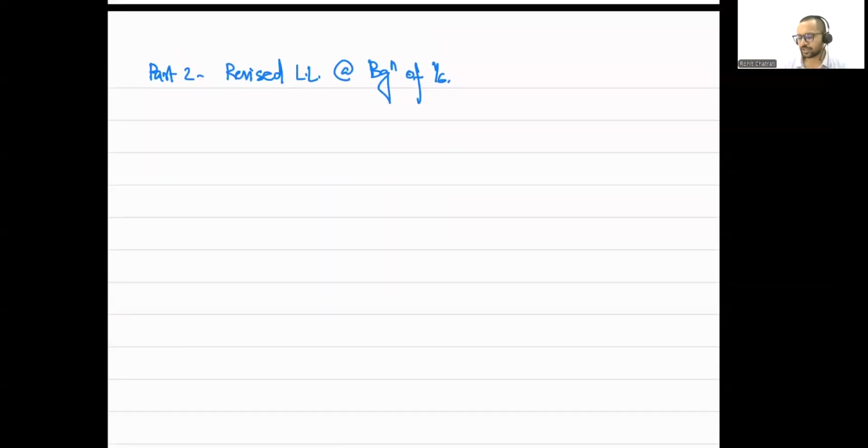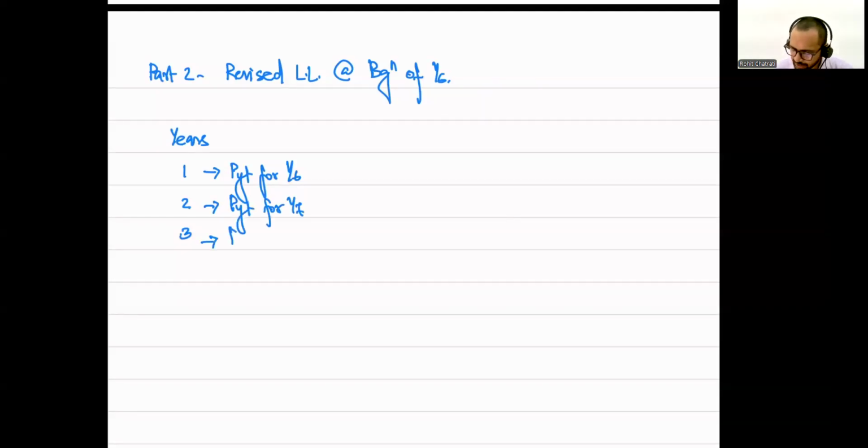How did we calculate the lease liability at the beginning of year 6? We had years 1, 2, and 3. 1 represents the payment for year 6, 2 represents payment for year 7, and 3 basically represents the payment that is going to be made at the end of year 8. The cash flows are actually not changing. As a result of modification, the cash flow is going to remain 1,80,000 for all the 3 years.